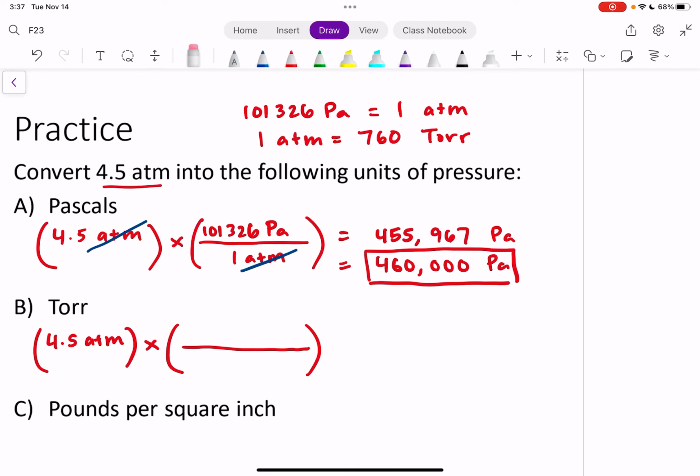All right, so do we want torrs on the top of our fraction or on the bottom? Yeah, on the top. We want to end up with torrs, so that goes on the top, right, T-O-R-R, specifically 760 torrs, and then 1 ATM goes on the bottom, right? That's the ratio, or that's the equality we have for those units. Okay, so we can cancel out those atmospheres, and we're left with torr units. So 4.5 times 760 is going to give us 3,420 torr. Let's go ahead and round for sig figs. Looks like about 2, so we'll go 3,400 torr.